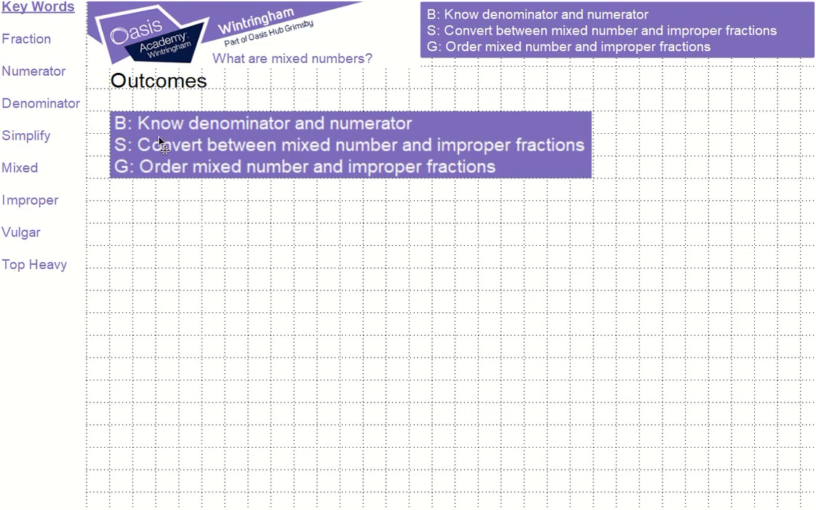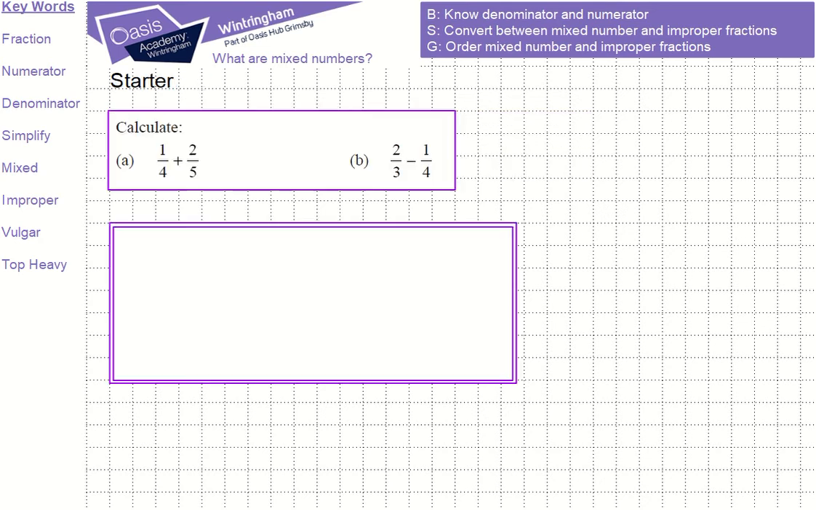Okay, the outcomes then. So first of all, it's really important that you know the difference between the denominator and the numerator. Then we're going to look at converting between mixed number and improper fractions. And if you're feeling really confident with that, then you'll be able to order some mixed number and improper fractions as well. So let's have a look at the starter then. Please can you write down the two questions, question A and question B.